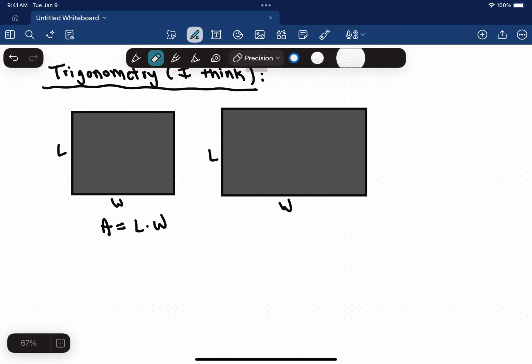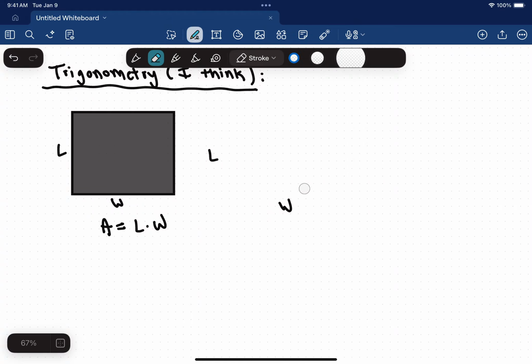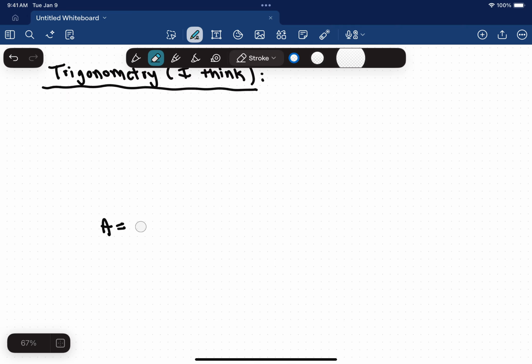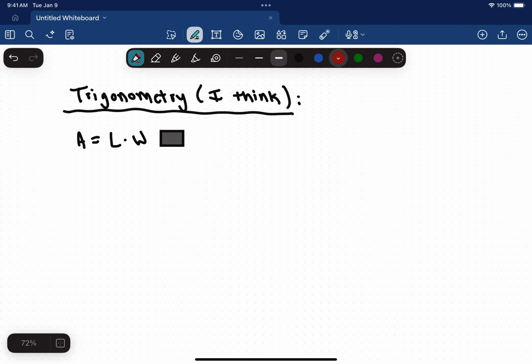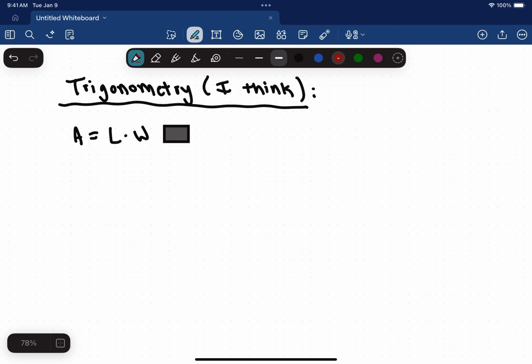Now for trigonometry, I'm not entirely sure. So this is the area, length times width. This is for a square. Now for trigonometry, I'm pretty sure there's going to be a new thing called a triangle.